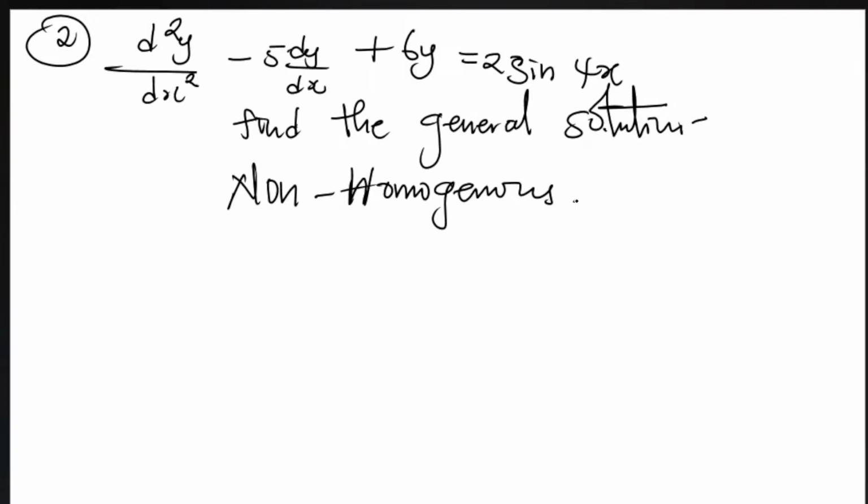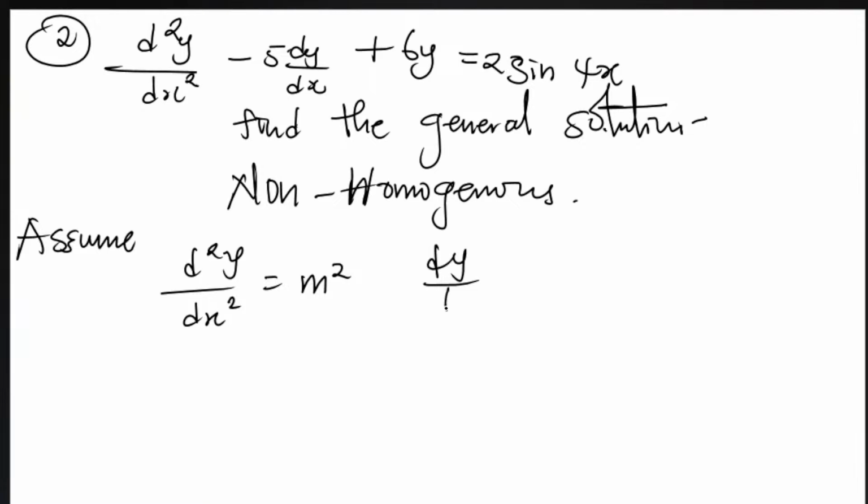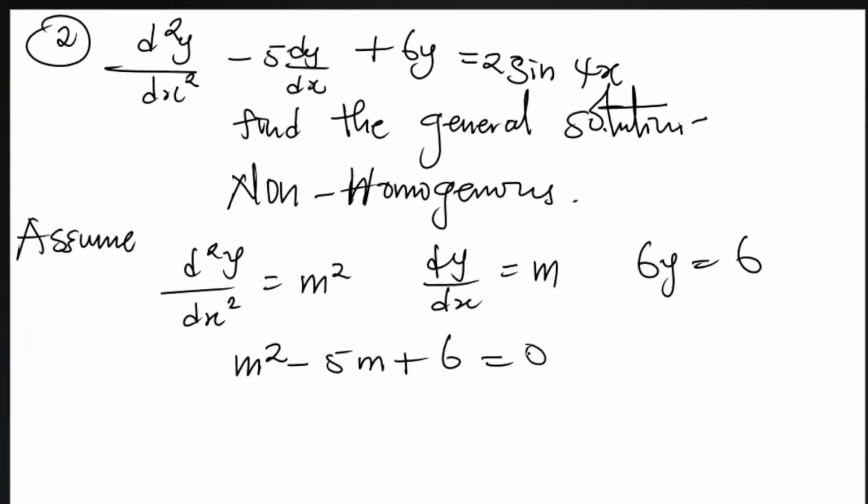After doing that, the next thing is to consider our given equation and recall your auxiliary equation. To find the auxiliary equation, you always assume that d squared y over dx squared will be equal to m squared, dy over dx will be equal to m, and 6y will be equal to 6. Are we together? So if we do that, we'll simply have m squared minus 5m plus 6 equals 0. Looking at this equation, this is a quadratic equation.